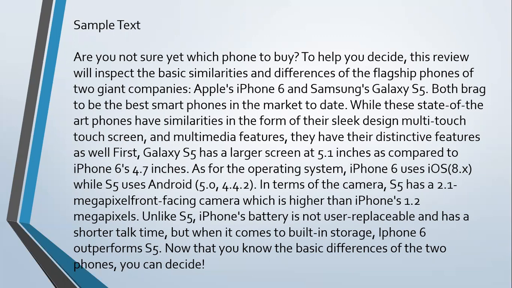First, Galaxy S5 has a larger screen at 5.1 inches as compared to iPhone 6 4.7 inches. As for the operating system, iPhone 6 uses iOS 8 while S5 uses Android 5.0 4.4.2. In terms of the camera, S5 has a 2.1 megapixel front-facing camera, which is higher than iPhone's 1.2 megapixels. Unlike S5, iPhone's battery is not user replaceable and has a shorter talk time. But when it comes to built-in storage, iPhone 6 outperforms S5. Now that you know the basic differences of the two phones, you can decide.